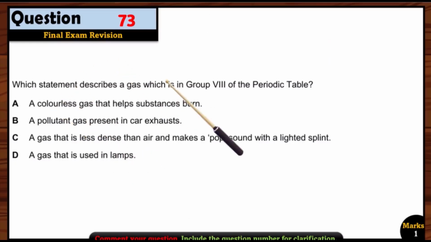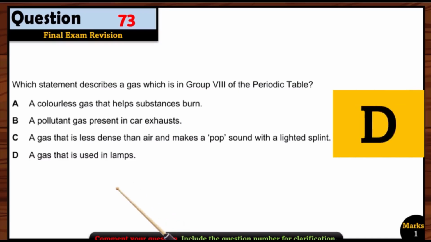Question 73. Which statement describes a gas which is in group 8 of the periodic table? A colorless gas that helps substances burn, wrong. It cannot burn, right? It's unreactive. A pollutant gas, wrong. A gas that is less dense than air and makes a pop sound with a lighted splint. It's less dense, that can be right, but it cannot make a pop sound. So that's wrong. A gas that is used in lamps. Yes, that's right, because we have a noble gas that is used in lamps, and that is argon. So option D is right.